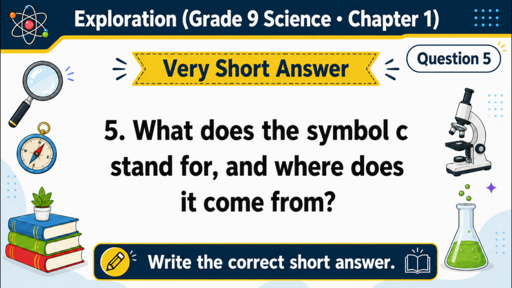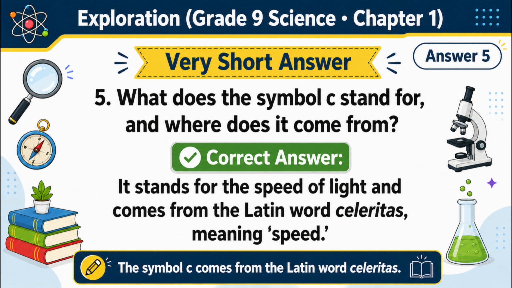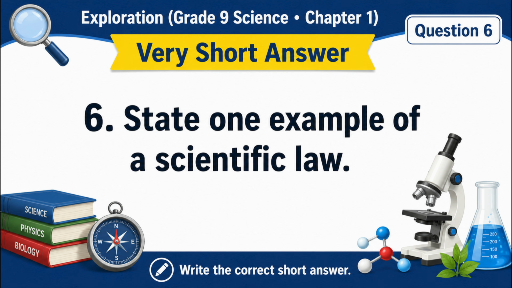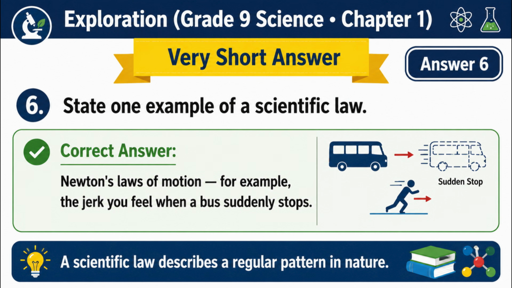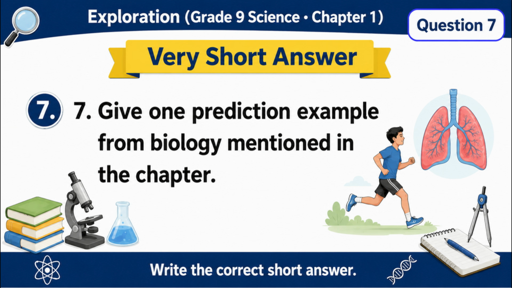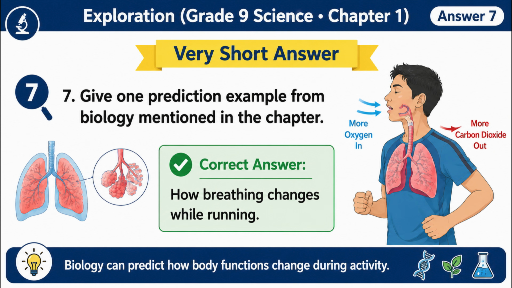5. What does the symbol c stand for, and where does it come from? It stands for the speed of light and comes from the Latin word celeritas, meaning speed. 6. State one example of a scientific law. Newton's laws of motion, e.g., the jerk you feel when a bus suddenly stops. 7. Give one prediction example from biology mentioned in the chapter. How breathing changes while running.